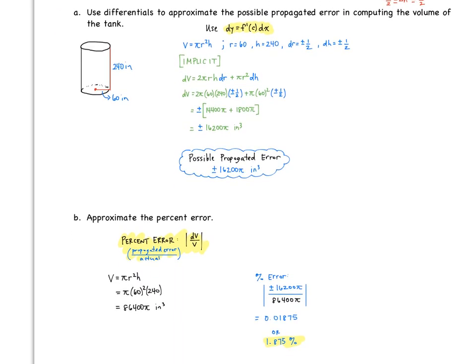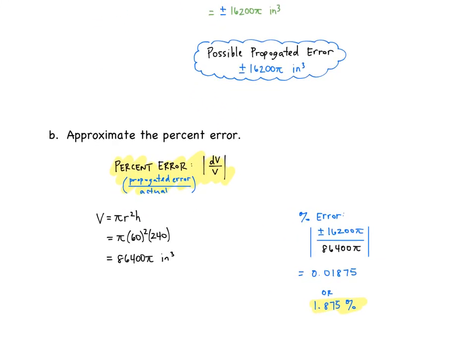On the front of these notes, I gave you that formula for the percent error, and it's simply the derivative of the volume over the volume, or the rate of change of the volume over the actual volume, or our propagated error over the actual, and it's the absolute value of that. So the first thing we need to do is compute the actual volume of this cylinder. So we go ahead, pi r squared h, we plug in, and here's our actual volume of that cylinder.